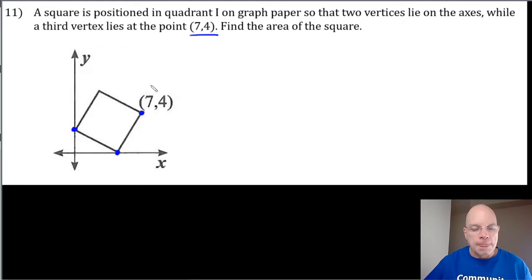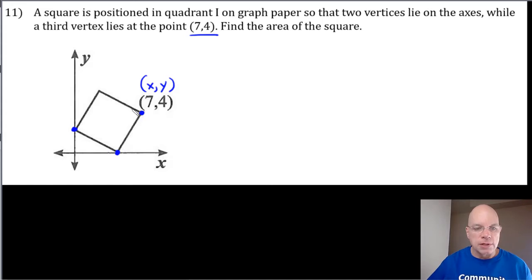(7, 4). Any point on the coordinate plane is an ordered pair of coordinates. It's always the x coordinate followed by the y coordinate. X comes before y in the alphabet, and x always comes before y in your ordered pair. And so the x coordinate, the horizontal coordinate for this point, is 7, and the vertical coordinate is 4. We're asked to find the area of the square, which could seem impossible at first because we do not know the side length of the square.